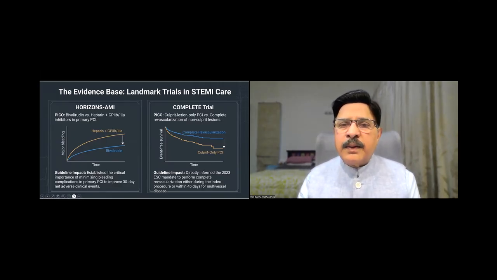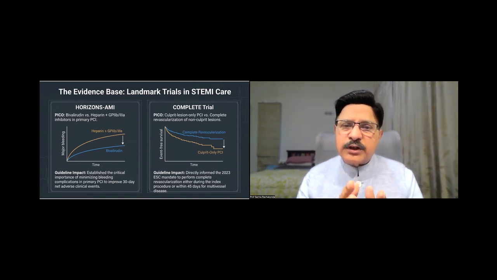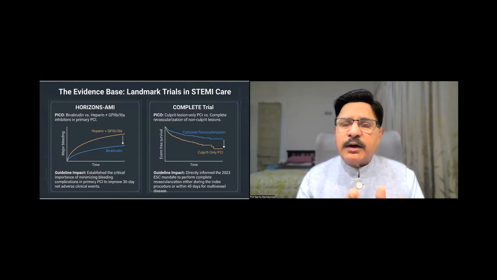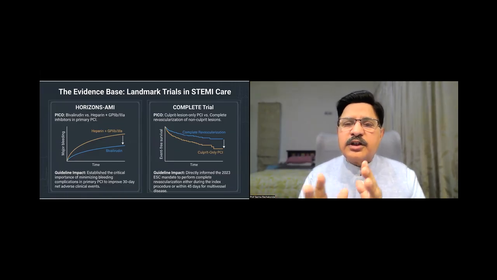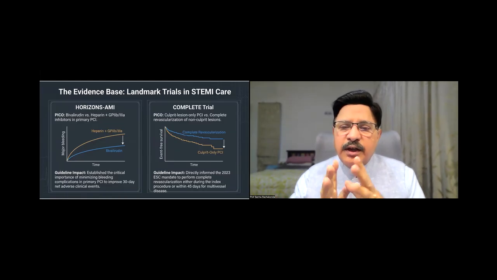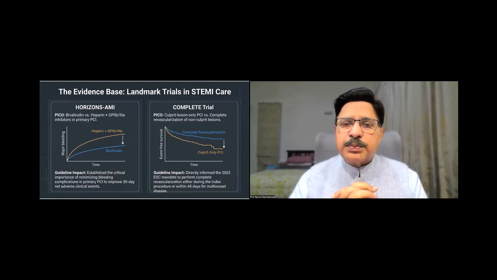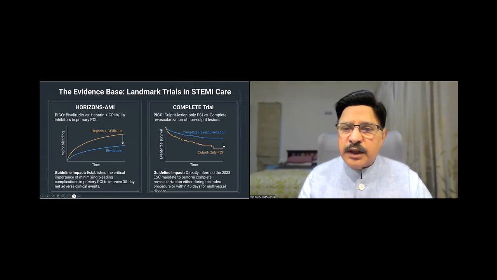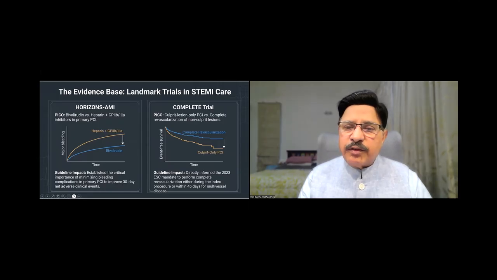The COMPLETE trial: what did it say? Culprit lesion only PCI versus complete revascularization of non-culprit lesions. This study compares whether I treat only the culprit vessel or all the territories wherever I find ischemia at the index presentation, when he first presents. Now, this trial says complete revascularization is the upper curve for event-free survival, and culprit vessel only PCI is inferior.